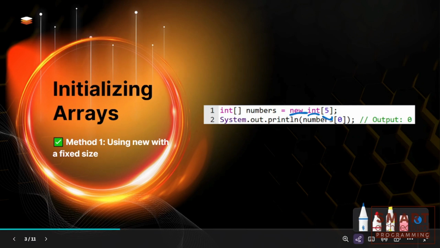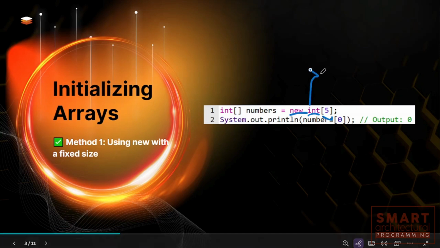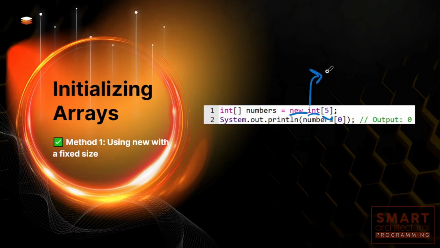So what we're telling here, let's try to use a Sharpie here. Oh, it's too long. Yeah. So what we're trying to do here is that int here is telling us this is an integer, right? And 5 here is telling us that it contains 5 elements.